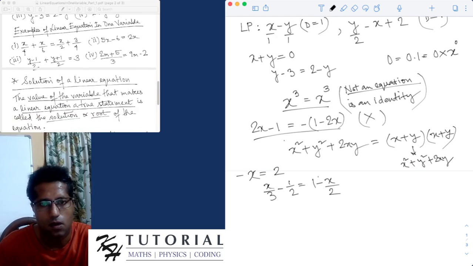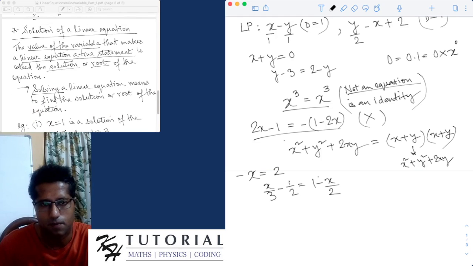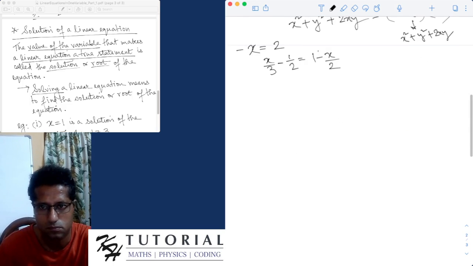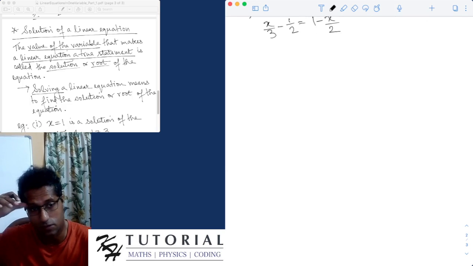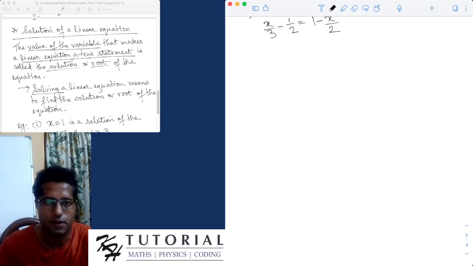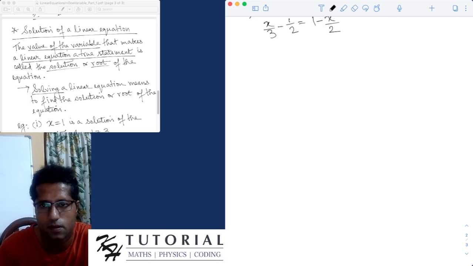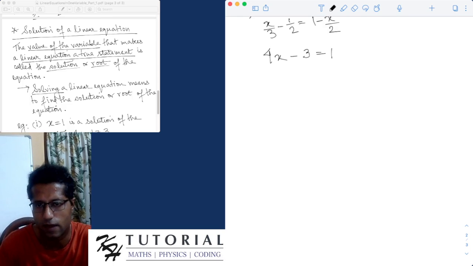Now, what do we mean by solution of a linear equation? The definition in the book says the value of the variable that makes a linear equation a true statement is called the solution or root of the equation. So let's take an example. Let's say we have a linear equation 4x minus 3 equals 1.